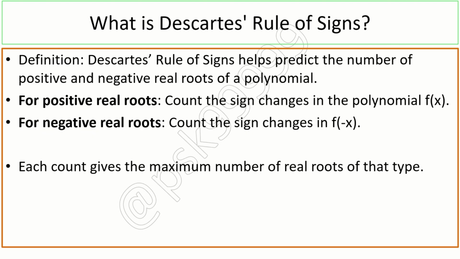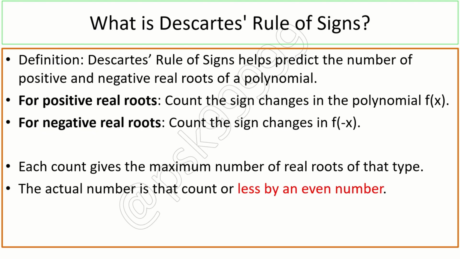You have two counts here. If you call them m and n, m is positive and n is negative. That count gives you the possible maximum number of positive or negative real roots. The actual number is either that count, or you have to subtract an even number, that is, minus 2. Let's say you got the positive real root count as 7. Then the possible positive real roots can be either 7 or 5 or 3 or 1. That's it. It cannot go negative, right?